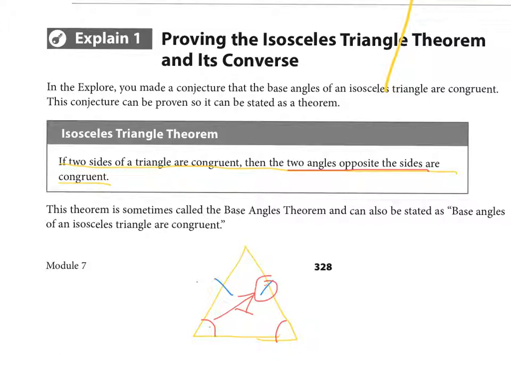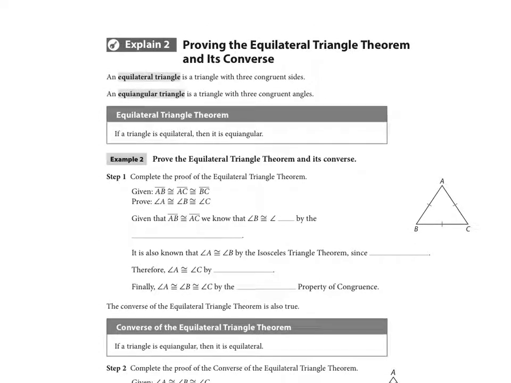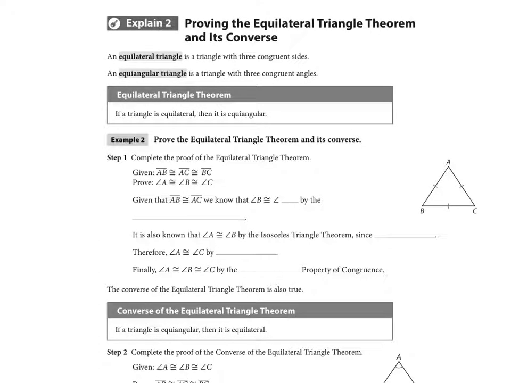All right, so now let's turn the page to 330, and we'll look here. And it's saying that if a triangle is equilateral, which means its sides are equal, then it is equiangular. The angles are also equal. And the converse of that is if the angles are equal, then it is equilateral. The sides are equal.